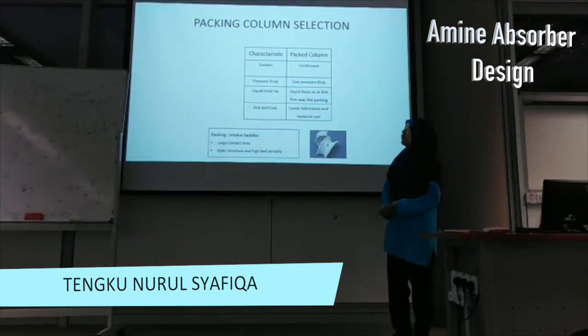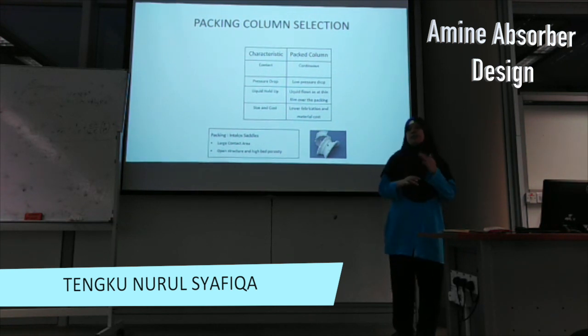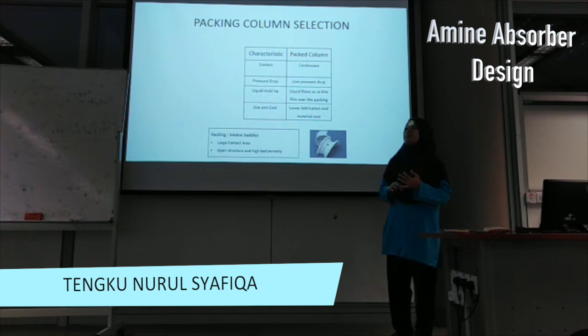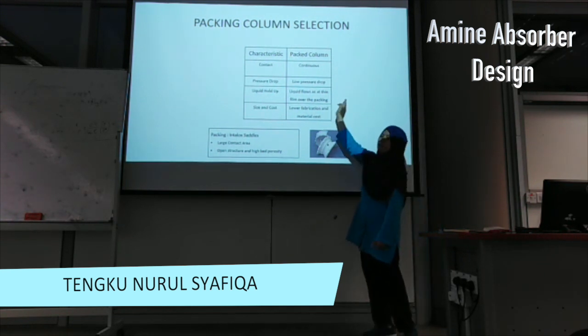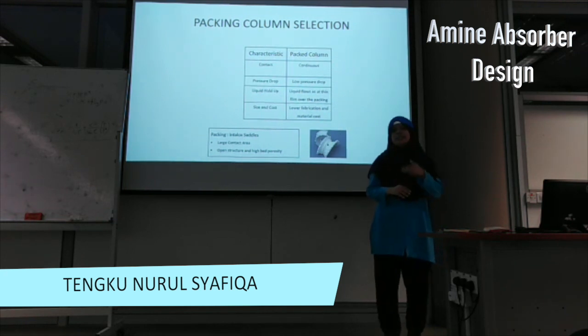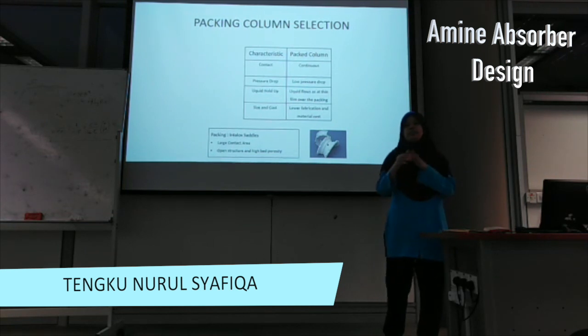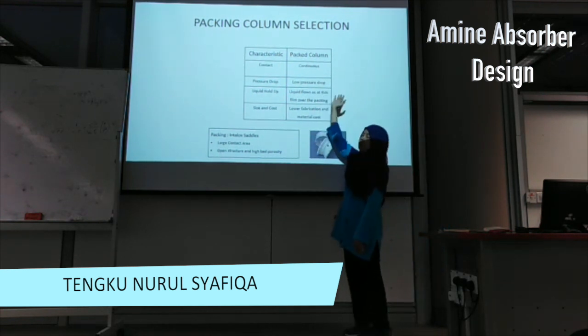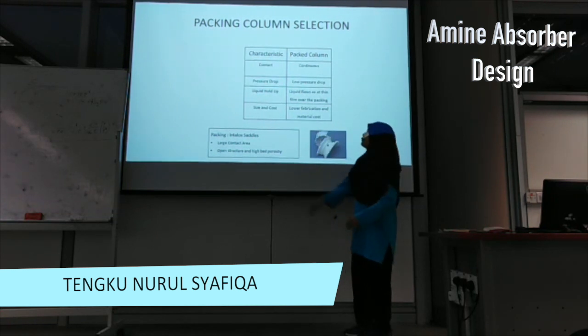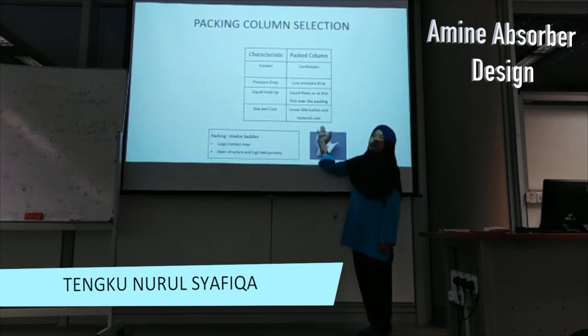Now I will explain about the selection of the column. I decided to use a packed column for my amine absorber design. Why? First, it has continuous contact, or in other words, it is easy to operate as the liquid or the solvent can continuously absorb the gas, which makes the absorption more efficient. Other than that, it also has low pressure drop, and the liquid flows as a thin film over the packing. Moreover, it also has lower operation and material cost.